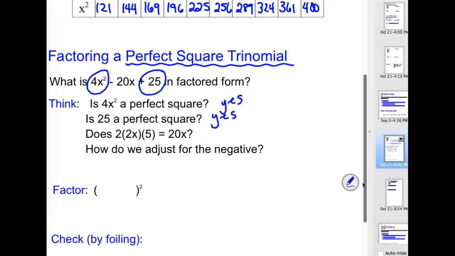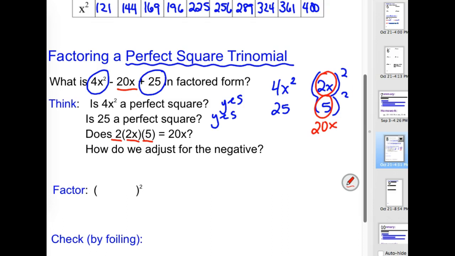But I do have to check the middle. The middle has to be very specific. What we do is we take the roots of the first and the last terms. So we said that 4x squared is really just 2x being squared. And 25 is just 5 being squared. So we take those pieces, 2x times 5 gives us 10x, and we double that, and that gets us a 20x. And so that is our middle number here, which means it does fit that pattern. Double the product of our two pieces.